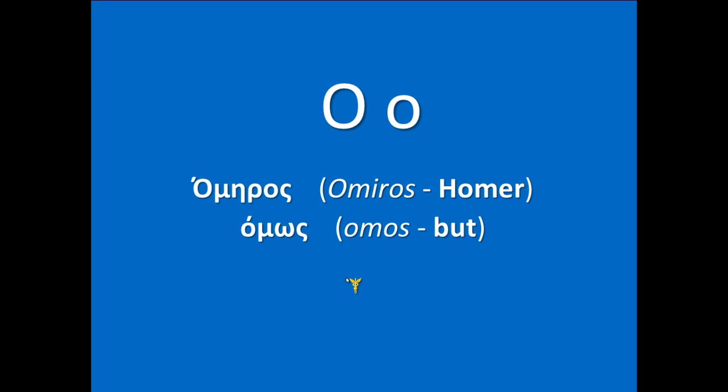The Omicron is pronounced O, like the letter O, on. We write Omicron exactly as we write the letter O, like this, the capital letter, and the other small Omicron, a smaller one.